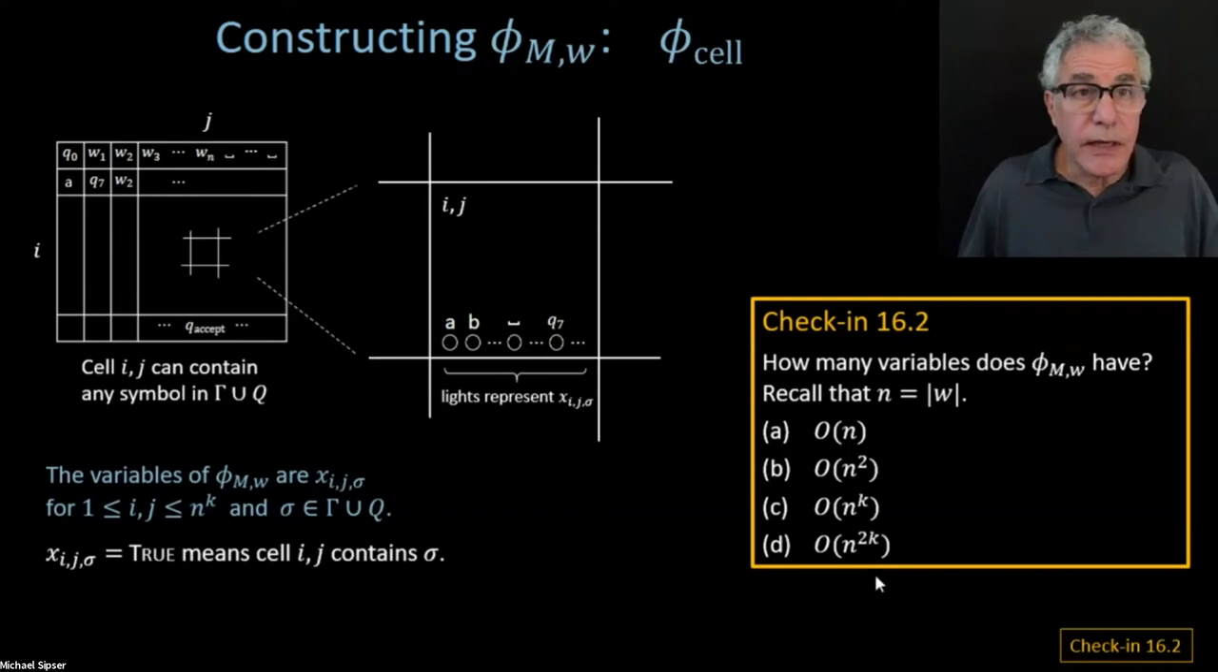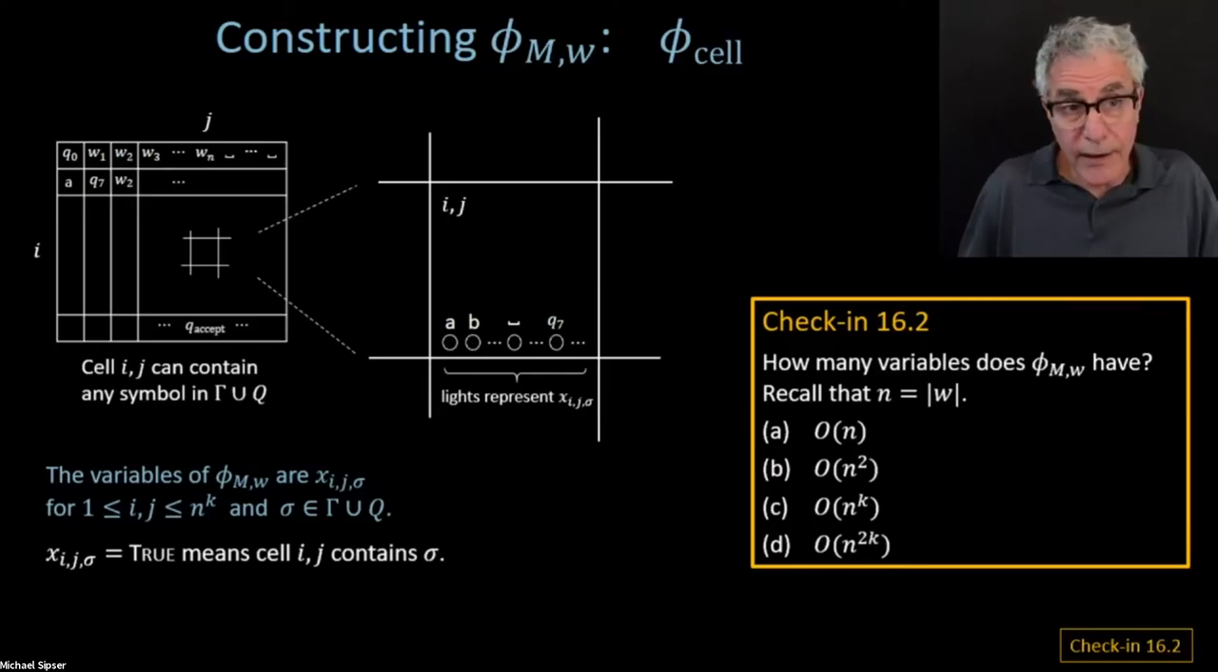Okay, so that's a good question. First of all, the correct answer is in fact D. It's order n to the 2k. I'm getting some questions about the size of gamma and Q. Well, those are going to be fixed. They depend only on the machine, but they don't depend on n. So thinking about it functionally in terms of n, that's going to be a constant multiplier, and so it's going to be absorbed within the big O.